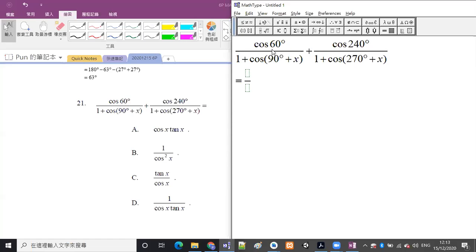Cosine 60 degrees is a pure number, you may use the calculator. It is 0.5. Okay, or you may write 1 over 2. Okay, but it is okay to write 0.5 at this moment. And then 1 plus cosine 90 degrees plus x.